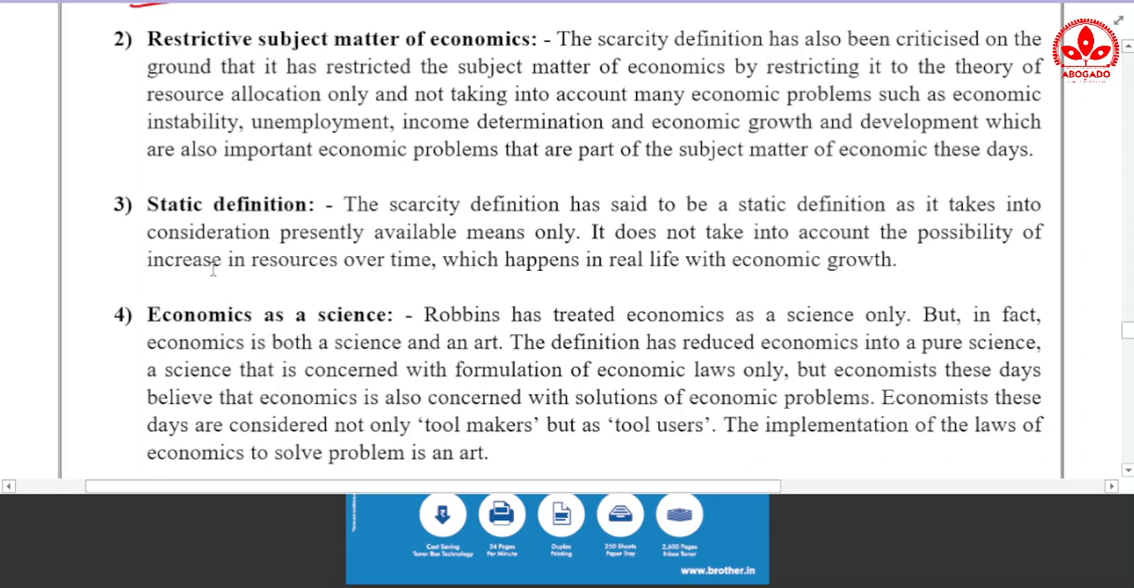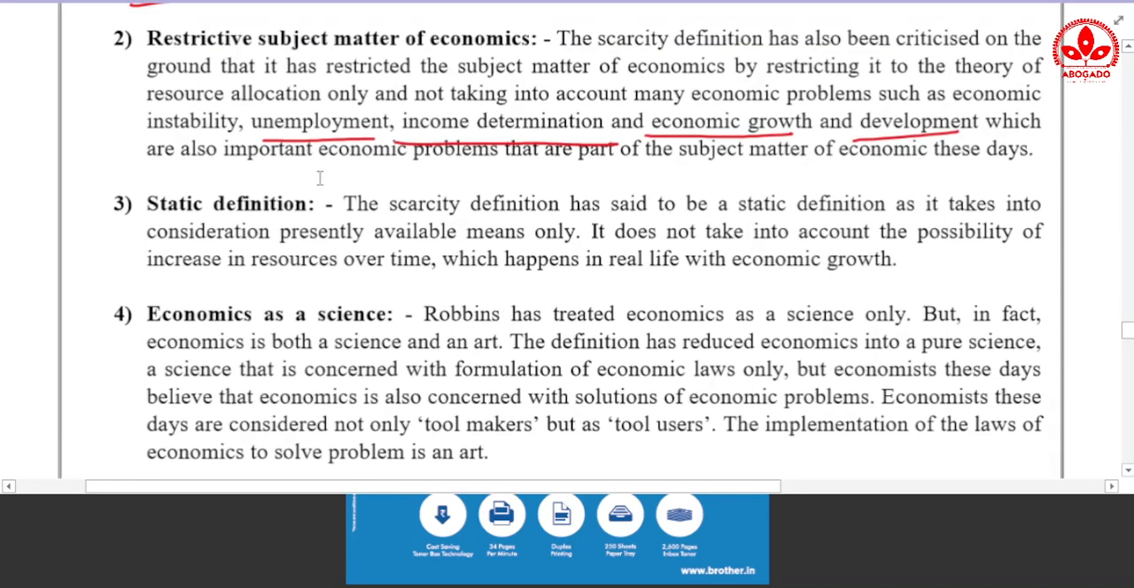The scarcity definition has also been criticized on the ground that it has restricted the subject matter of economics by restricting it to the theory of resource allocation only, and not taking into account many economic problems such as economic instability, unemployment, income determination, economic growth and development. So they gave a criticism that there are other problems in economics as well. But if we only take the resource allocation problem as the focal point of economics, then that is not appropriate. There are many problems in economics, but those problems have not been taken into consideration. So this is also a drawback of this definition.